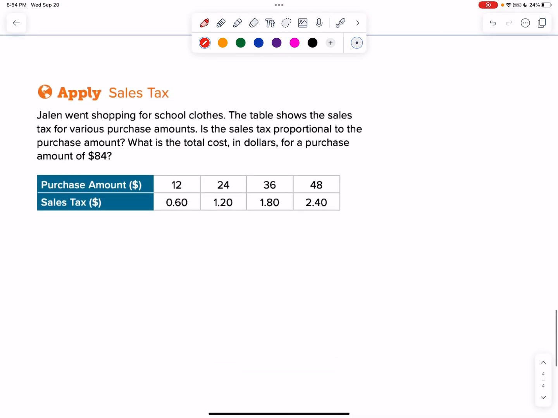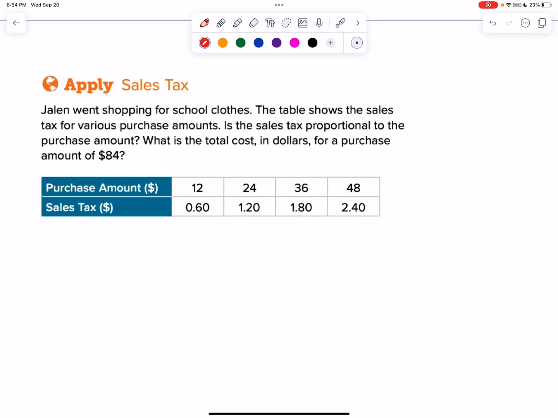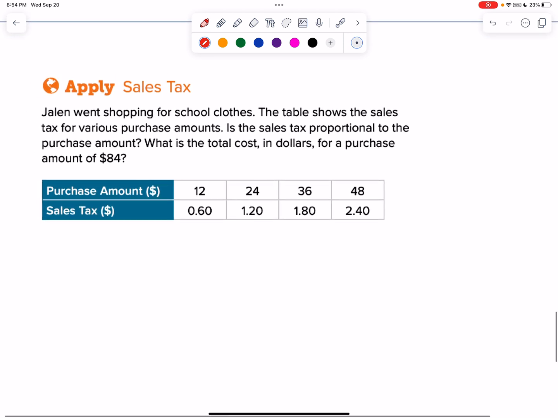Okay. All right, so here's our apply, and we know that our apply is always a multi-step that is going to have us think a little bit deeper. Okay, so Jalen went shopping for school clothes.